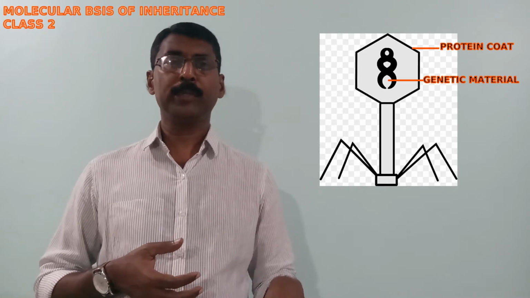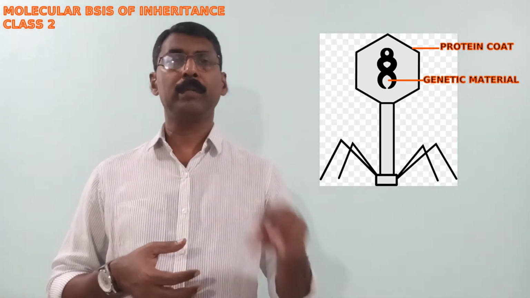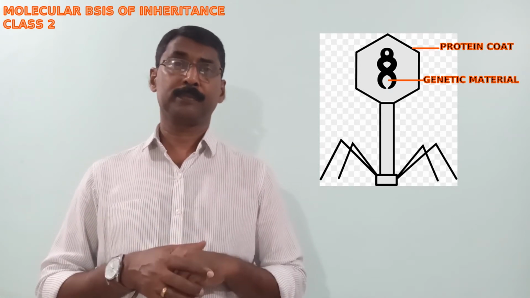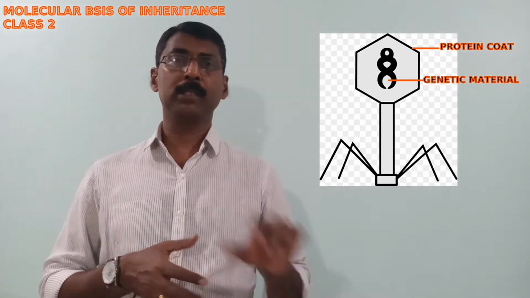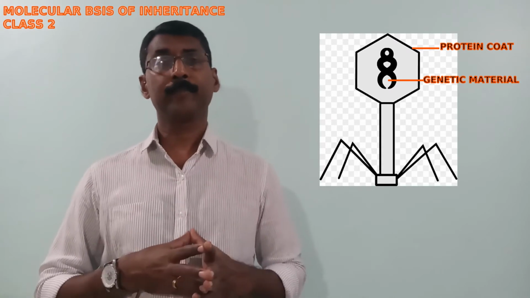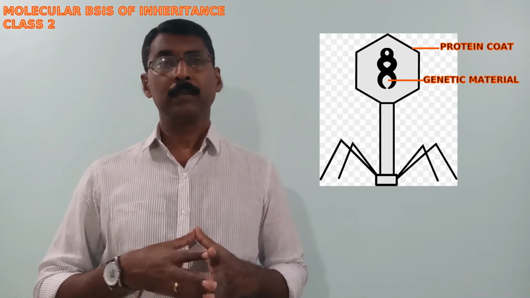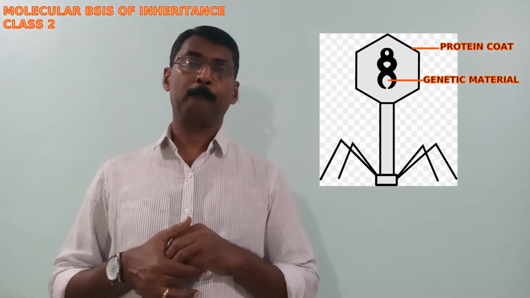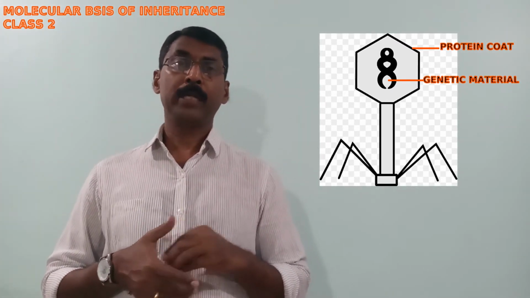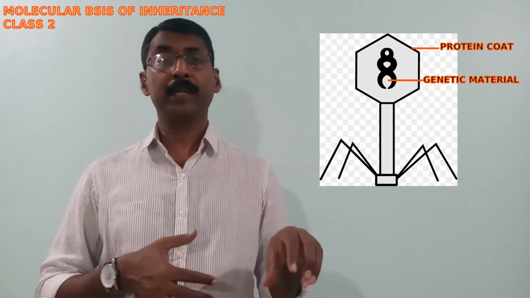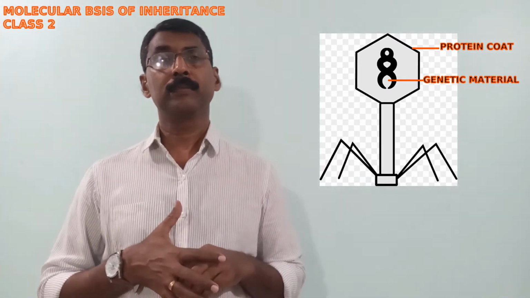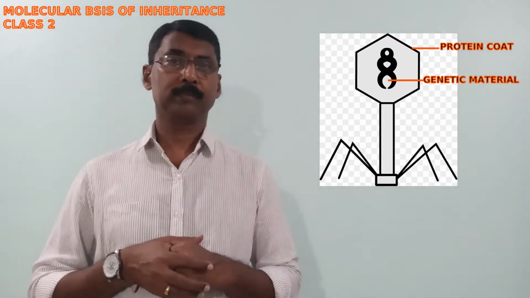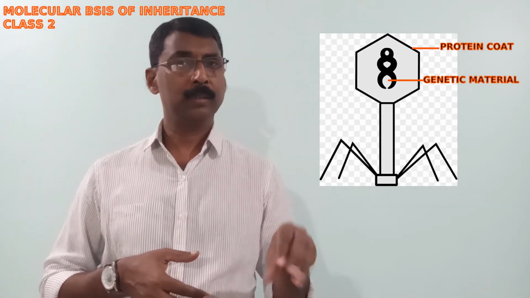And those bacteriophages grown in the culture medium B took up the radioactive phosphorus, because that was available there, to construct their genetic material DNA, and their DNA or genetic material contained radioactive phosphorus, because phosphorus is a part of DNA.